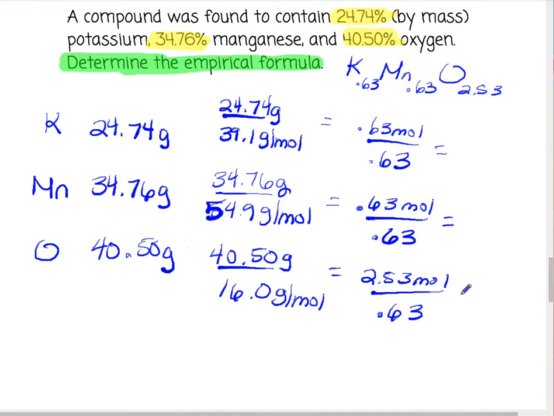Okay, again, more math in your calculator. This one should be easy. 0.63 divided by itself will give you 1. 0.63 divided by itself will give you 1. 2.53 divided by 0.63 is going to give you 4. If you end up with 0.25, you put it into your calculator incorrectly. So now we have K, not 0.63 anymore, but a subscript of 1, which I'm not going to write in because subscripts of 1 are understood. Mn with a subscript of 1, and O with a subscript of 4. KMnO4.